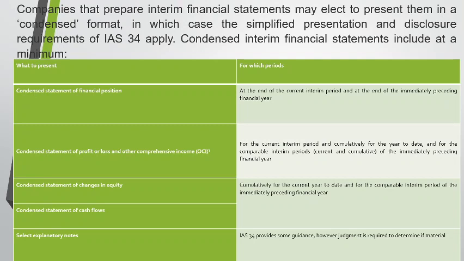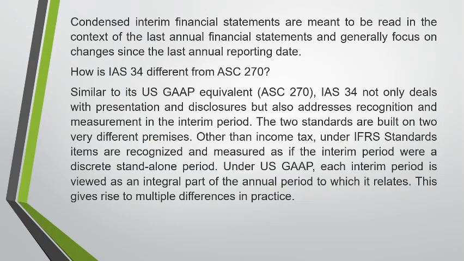Companies that prepare interim financial statements may elect to present them in a condensed format. In this case, the simplified presentation and disclosure requirements of IAS 34 apply. The condensed interim financial statements include, at a minimum, these summaries. Condensed interim financial statements are meant to be read in the context of the last annual financial statements and generally focus on changes since the last annual reporting date.